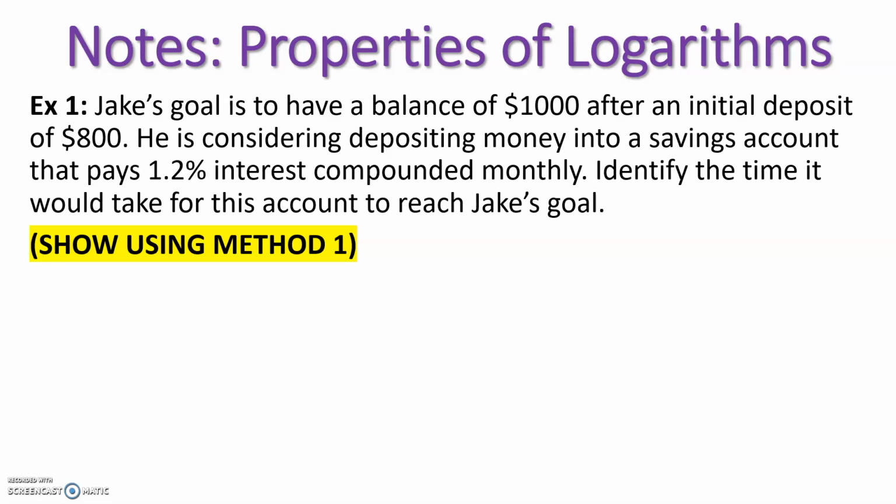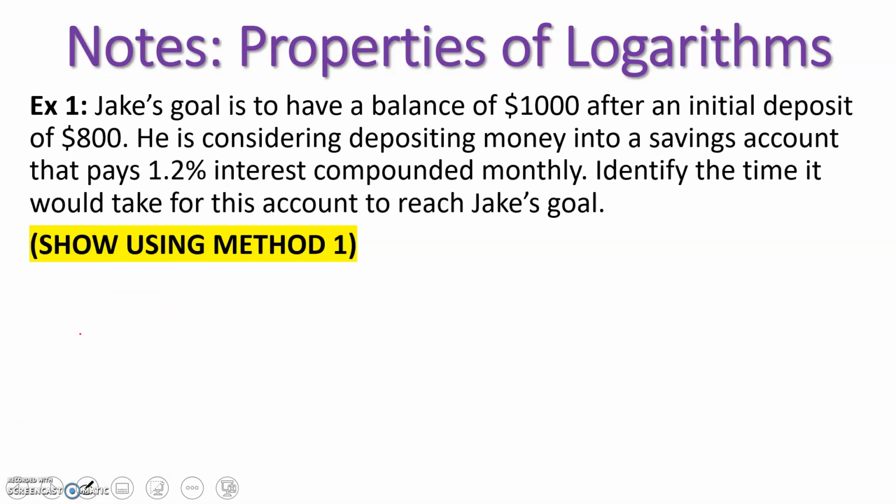Example 1. Jake's goal is to have a balance of $1,000 after an initial deposit of $800. He is considering depositing money into a savings account that pays a 1.2% interest compounded monthly. Identify the time it would take for this account to reach Jake's goal.